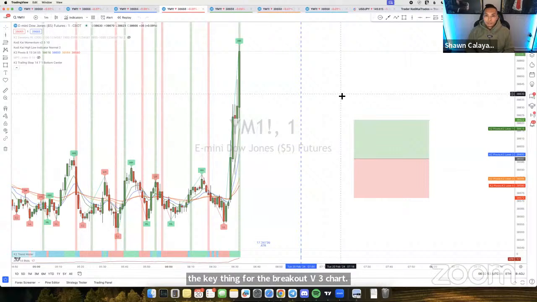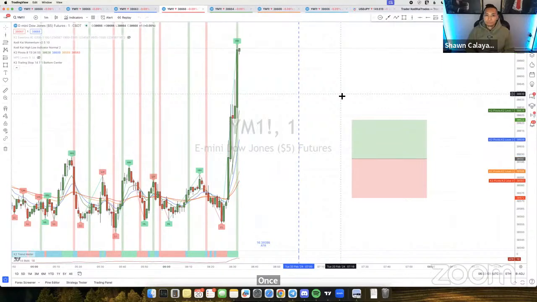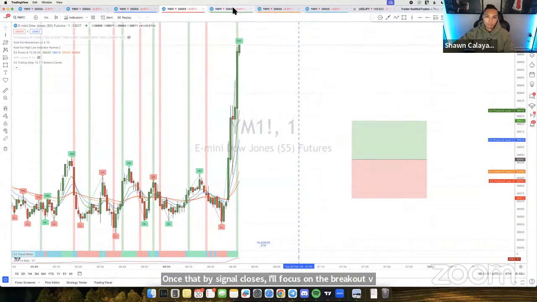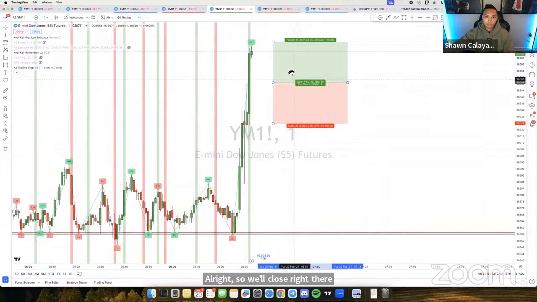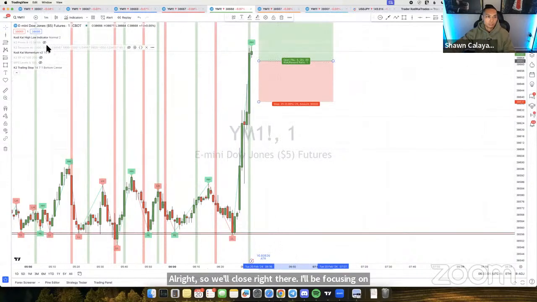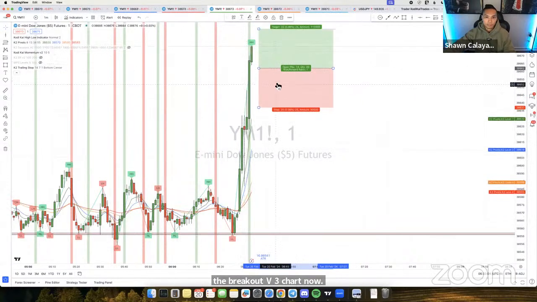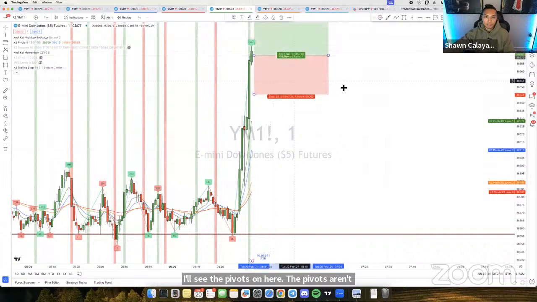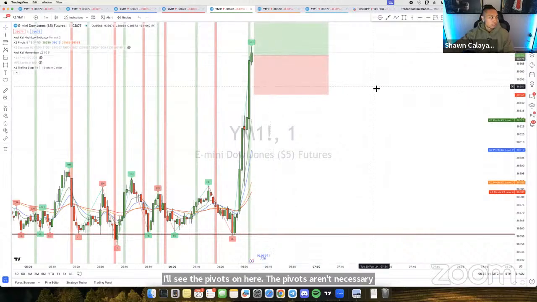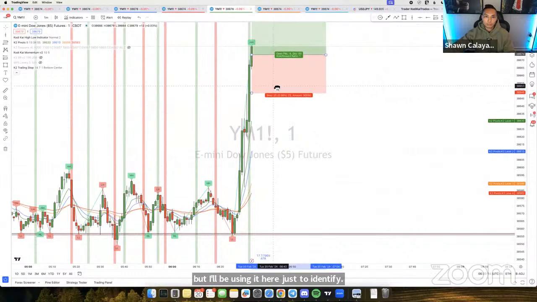Once that buy signal closes, I'll focus on the breakout V3. All right, so we close right there. I'll be focusing on the breakout V3 chart now. I'll just leave the pivots on here. The pivots aren't necessary, but I'll be using it here just to identify. So if this candle here closes green, this is going to be a breakout V3 entry.